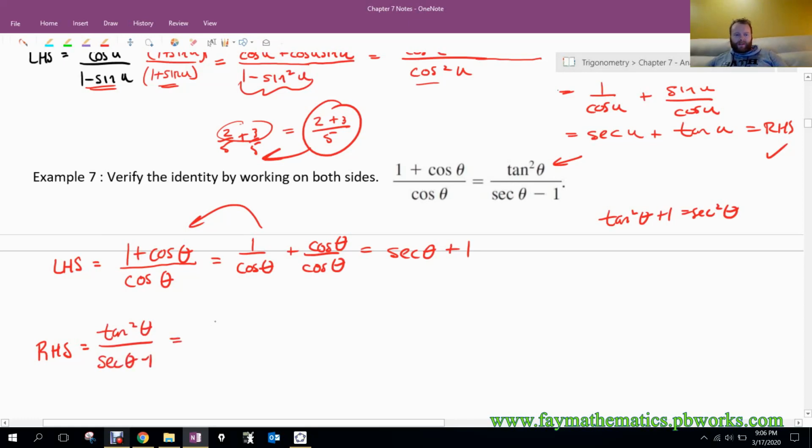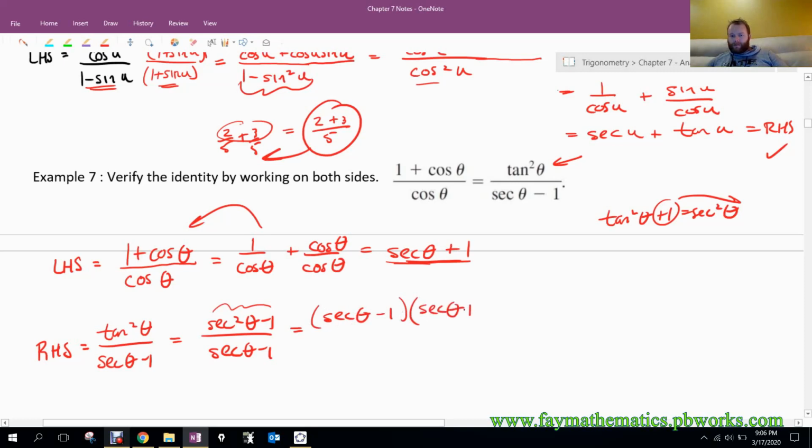But tangent squared is the same thing as secant squared theta minus 1, so I want to move that 1 over. This is what I get. Now, why did I do that? Because I see this now as a difference of perfect squares, so it will factor this way. Secant squared minus 1 is secant theta minus 1 times secant theta plus 1. And in the bottom is secant theta minus 1. What's going to happen with that there and that there? They cancel, and it leaves you secant theta plus 1.